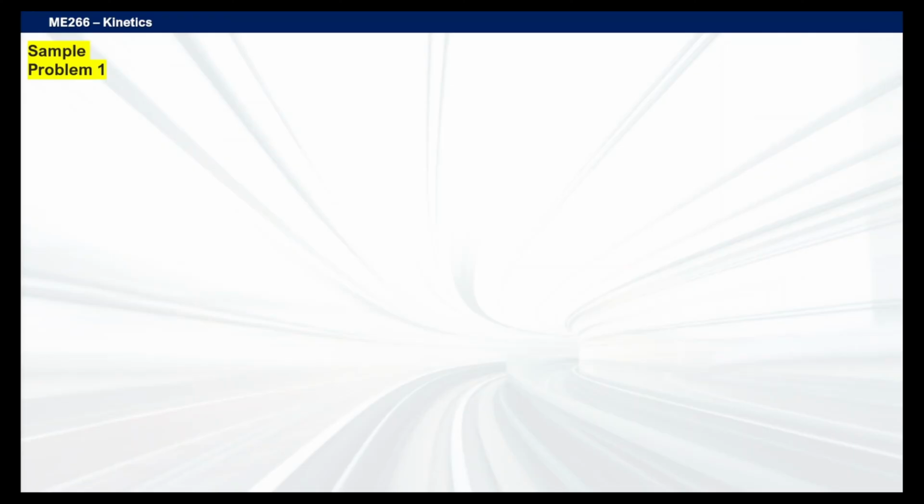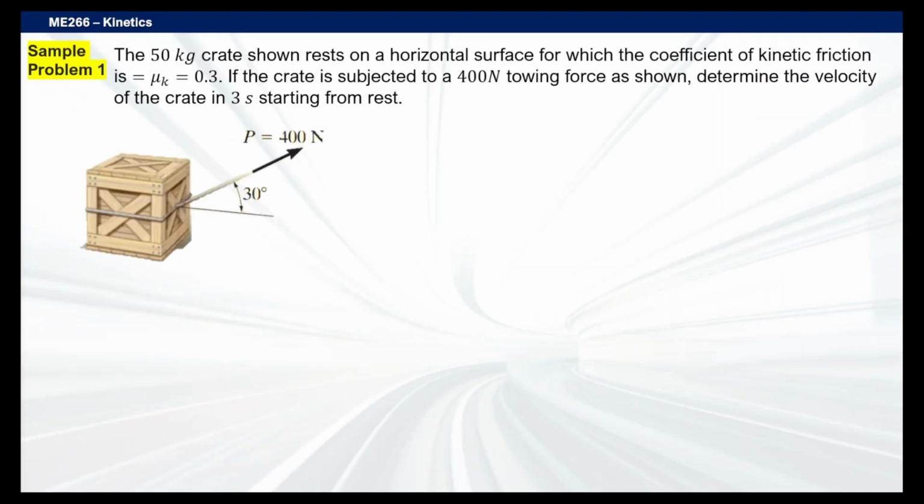All right, for our first problem, I know we've already discussed this. For the sake of people who haven't seen the lecture or weren't able to attend the class, I'll just talk about this. So the first one here is the 50 kilogram crate resting on a horizontal surface for which the coefficient of kinetic friction is 0.3. If the crate is subjected to a 400 newton towing force as shown at an angle of 30 degrees, determine the velocity of the crate in 3 seconds starting from rest.